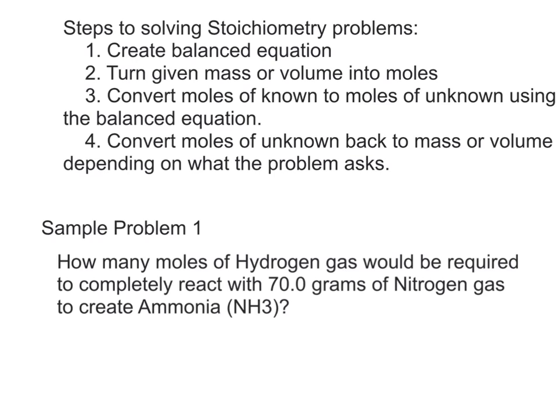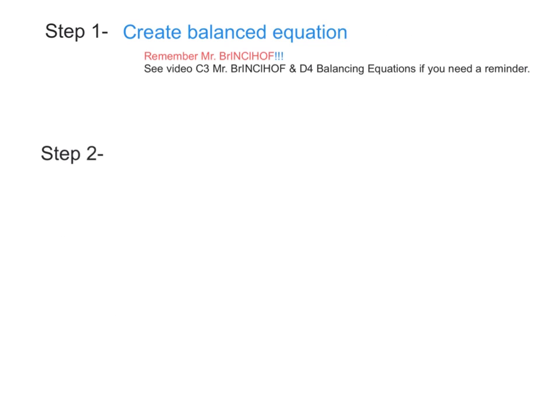So here's our first problem. How many moles of hydrogen gas would be required to completely react with 70 grams of nitrogen gas to create ammonia? So then, step one, create a balanced chemical equation. Make sure you remember Mr. Brinkelhoff, and if you have to do any review on balancing, see the video C3 Mr. Brinkelhoff or D4 balancing chemical equations found on the website.